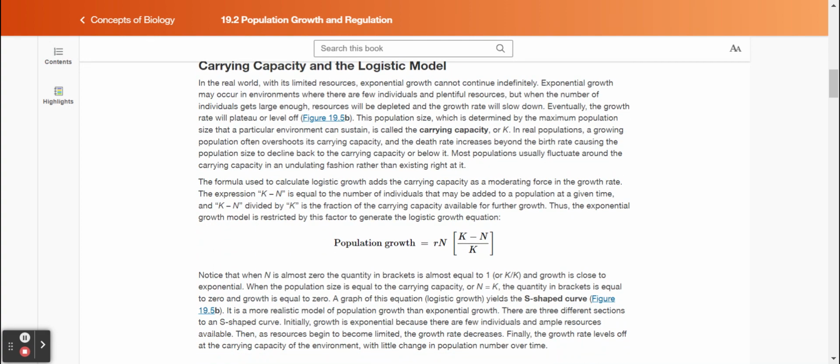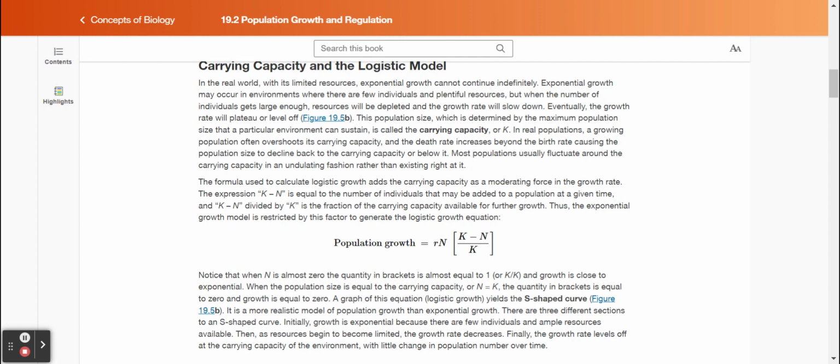Carrying capacity and the logistic model. In the real world, with its limited resources, exponential growth cannot continue indefinitely. Exponential growth may occur in environments where there are few individuals and plentiful resources, but when the number of individuals gets large enough, resources will be depleted and the growth rate will slow down. Eventually, the growth rate will plateau or level off. This population size, which is determined by the maximum population size that a particular environment can sustain, is called the carrying capacity, or K.